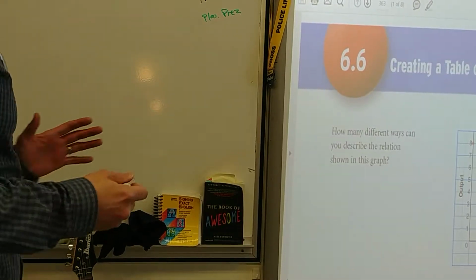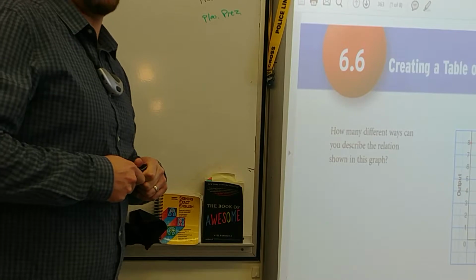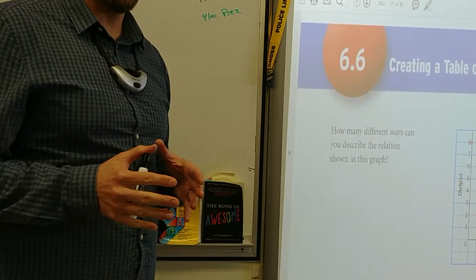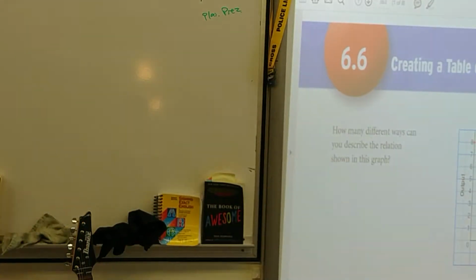Welcome to the grade 8 lesson of the day. We've got 6.6, creating a table of values. So we're going to look at a few different ways that you can represent values and unknown variables. This is going to go back to some of our algebra. We're going to make a table out of some of the algebra we've done before, and we'll look a little bit about how to make a graph of such data.